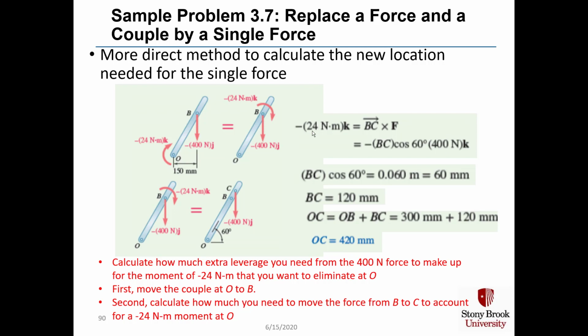And we get that minus 24 divided by 400 is equal to BC times cosine 60 degrees. And minus 24 over minus 400 is 0.06 meters, or 60 millimeters. And 60 millimeters divided by a half is 60 times 2, so that BC is 120 millimeters. So the distance from O to B was 300. We add another 120 millimeters, and we see that OC is 420 millimeters. And we can do the whole problem in one step.